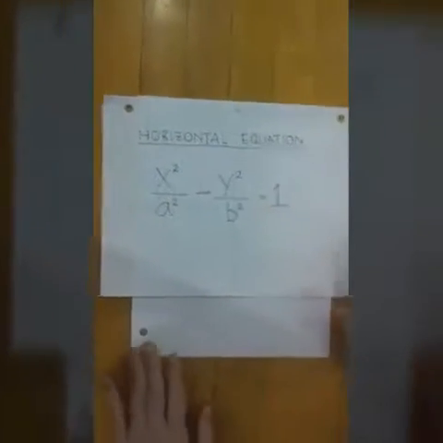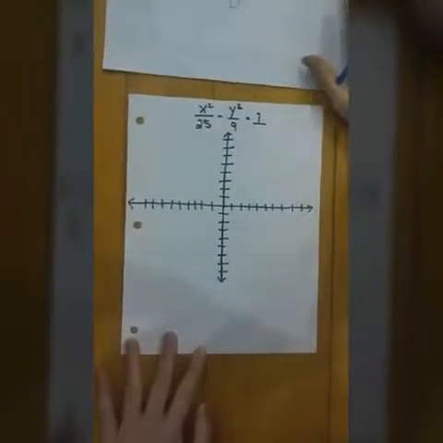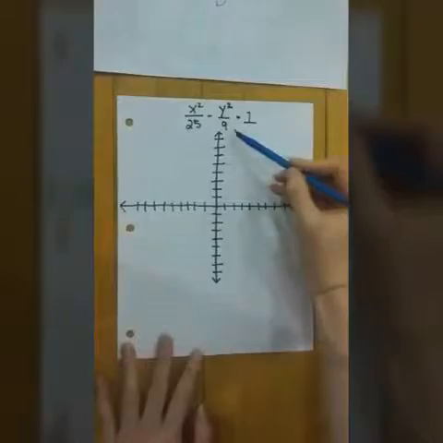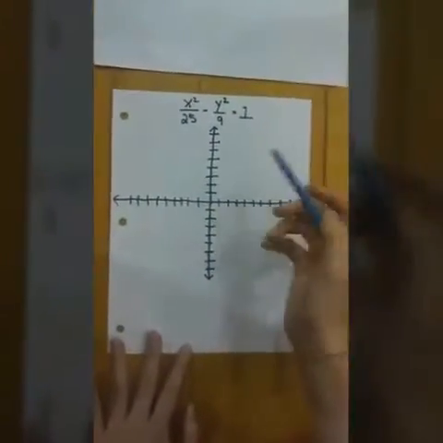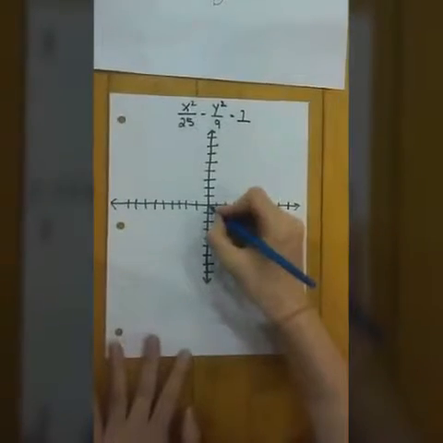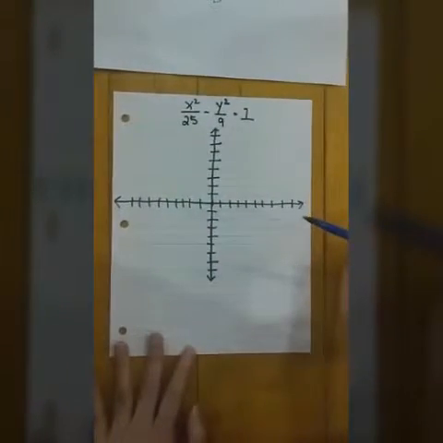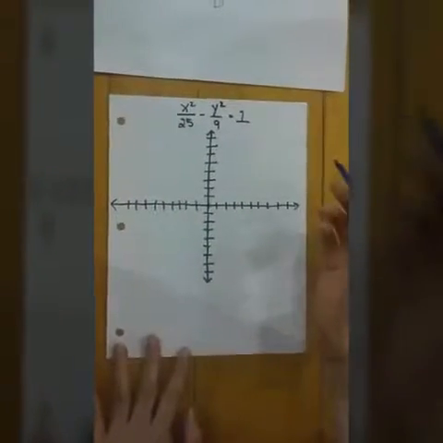Okay, Coach. I still kinda don't get it, though. Lucky for you, I have an example right here. X squared over 25 minus y squared over 9 equals 1. So to start this play, we have to plot the center, which is going to be 0, 0. Now we have to figure out the vertices and co-vertices.